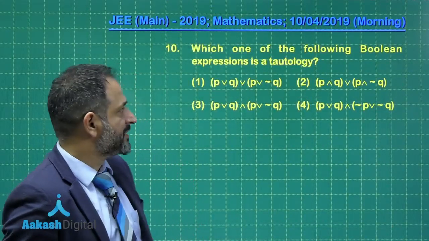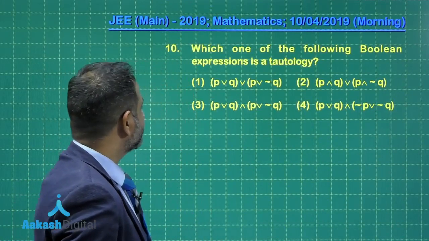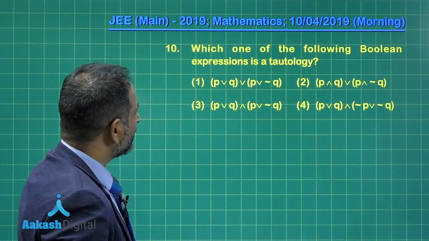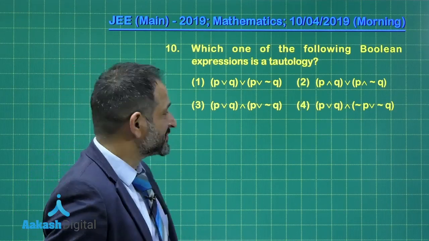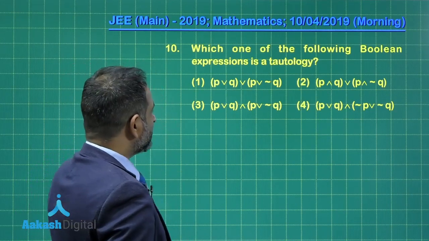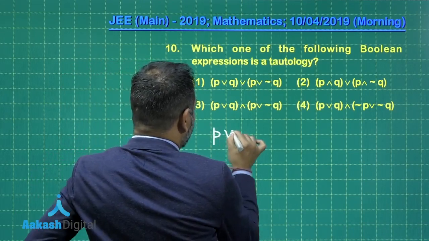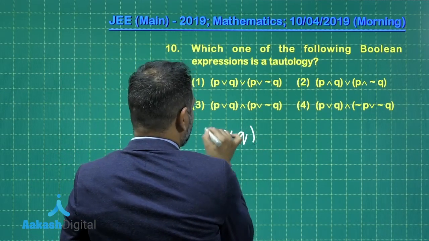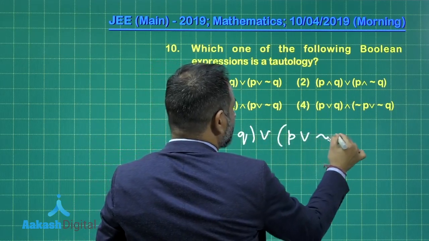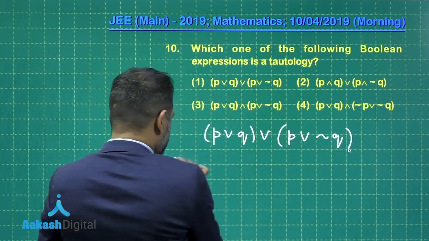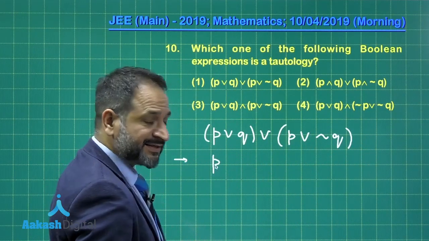The next question is from Boolean algebra, and we can see here: which of the following Boolean expressions is a tautology? Let us see these four statements first. The first statement, let us check what it is saying here. We know from various operations what can be done here without making the truth table, just simply following the basic rules.